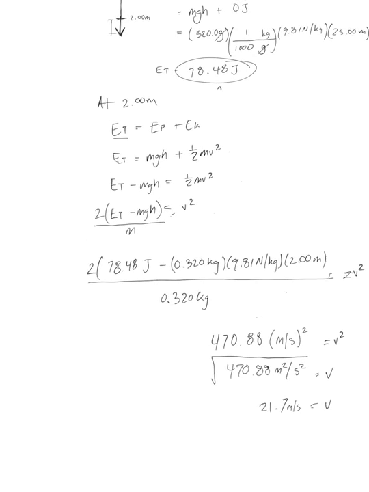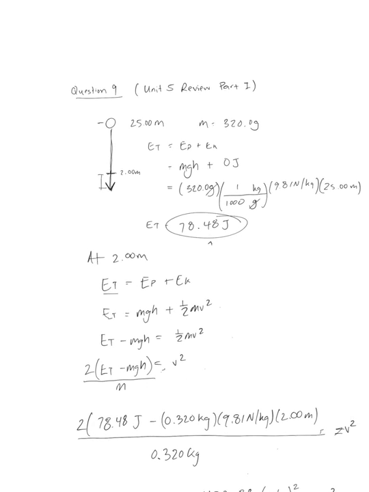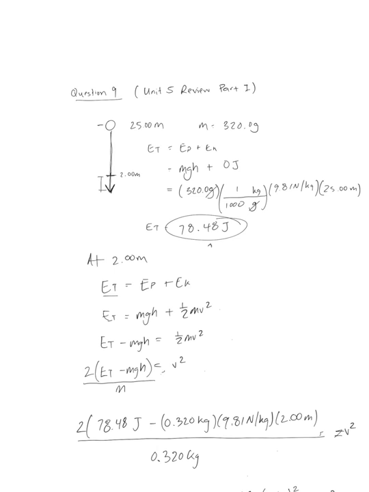There's quite a few steps here. You need to understand that the total energy is always like this, in every type of question like this. And then once you know the total energy, if you know the height, you can figure out the potential energy. Or if you don't know the height, you might know the velocity, and you can figure out the kinetic energy.